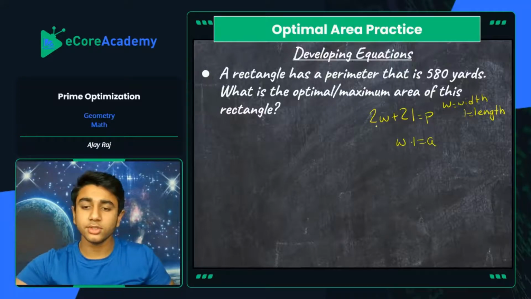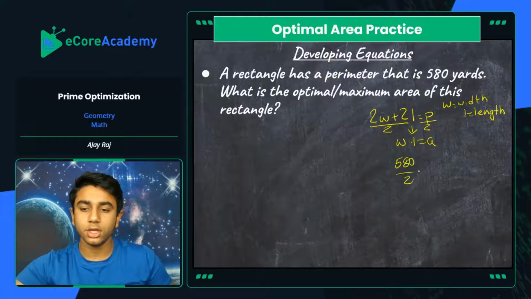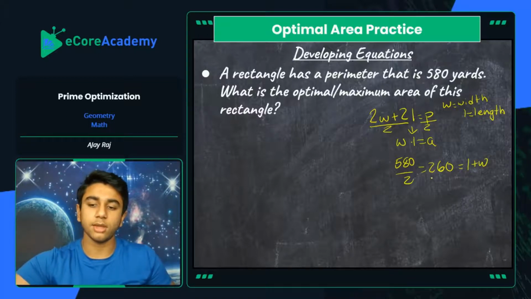So what we can basically do here is divide these values by 2. So in essence, the perimeter divided by 2 equals the length plus the width. So we're going to divide our perimeter by 2, 580 over 2 equals 290, and we know that the length plus the width is going to equal our 290. So we just need to find those dimensions now.